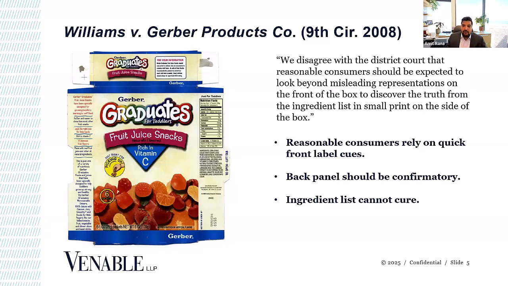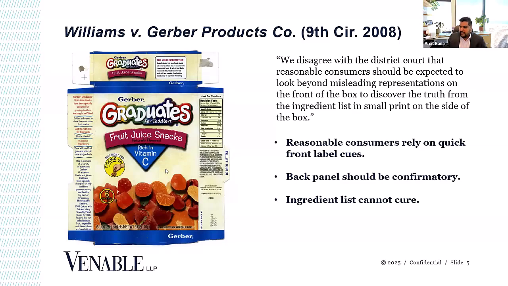And this was the state of the law for over a decade for anybody practicing in the Ninth Circuit and frankly in other parts of the country as well, that reasonable consumers will not be expected to look at the ingredient list, back label disclaimers, side panel disclaimers. They'll look at the front label, and that's what's going to control.